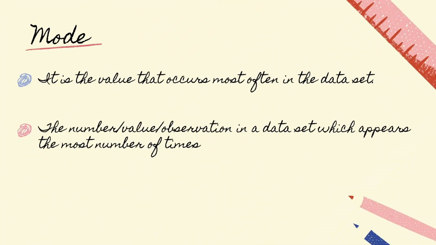After the mean and the median, we're now going to move into mode. What is mode? Mode is the value that occurs most often in the data set. It is the number, value, or observation in the data set which appears the most number of times.